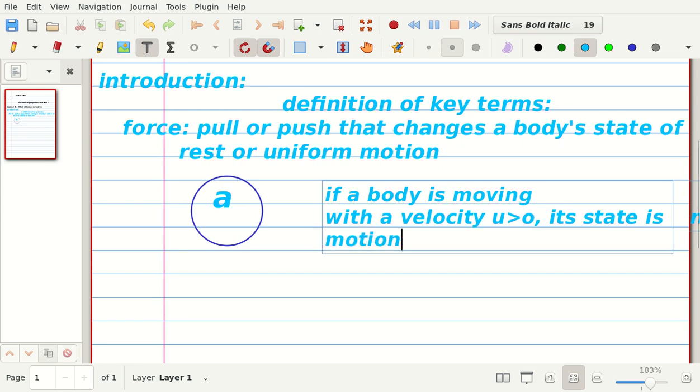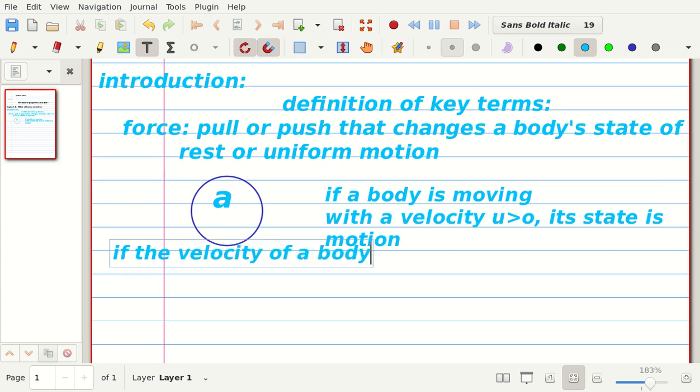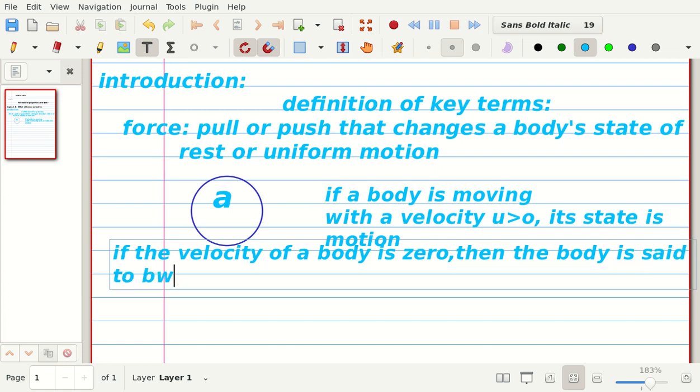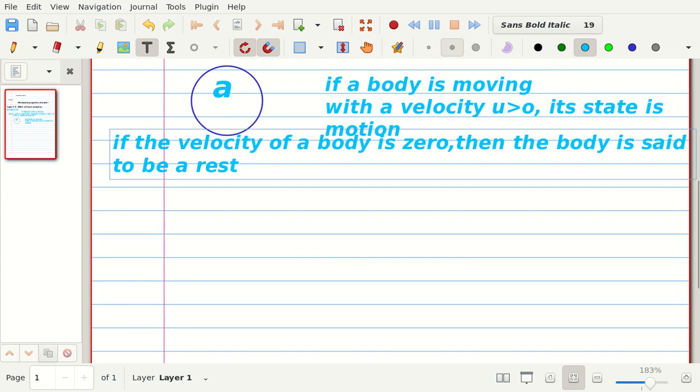Then these are our two conditions. I could write here another condition: if the velocity of a body is 0, then the body is said to be at rest.